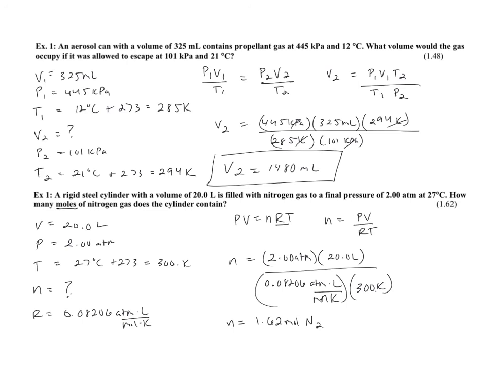Now please make sure your units all match that of R. So R has atmospheres, liters, moles, and Kelvin. So if you're given a pressure and your pressure wasn't in atmospheres, you need to convert it to match R. If your volume wasn't in liters, you have to convert it to match the units of R, which are liters. So remember that. You're always converting to match atmospheres, liters, moles, Kelvin. This problem made it easy for us and gave us everything in the right units except for temperature. But that's how you would do this.